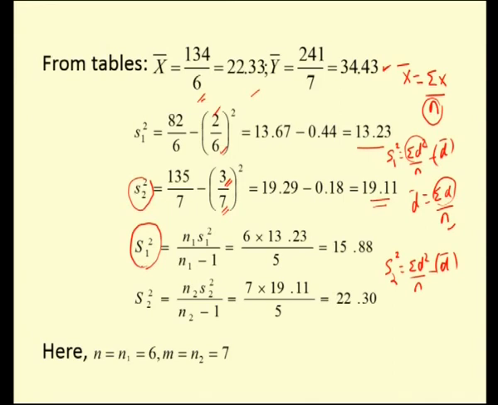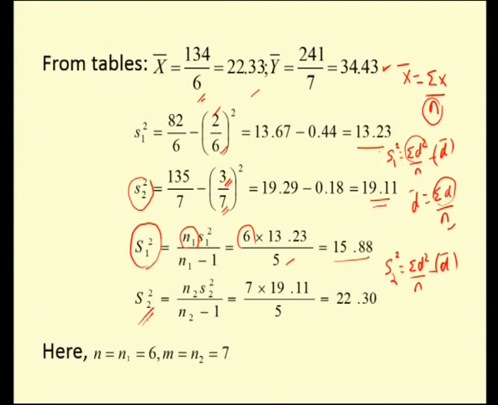Now actually you need to find your S1 squared, which is the unbiased estimate of the population variance. Hence S1 squared can be calculated as n1 S1 squared divided by n1 minus 1. For method 1, the size of the sample is 6, and S1 squared you calculated as 13.23. So divided by 6 minus 1, 5. On simplification you will get 15.88. Now go for method 2.